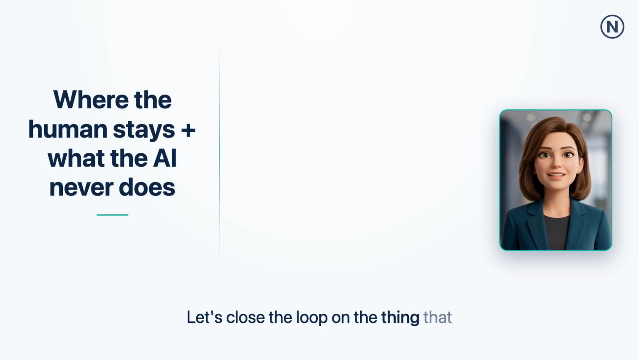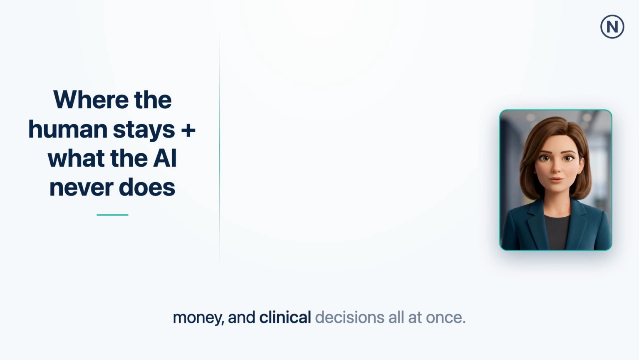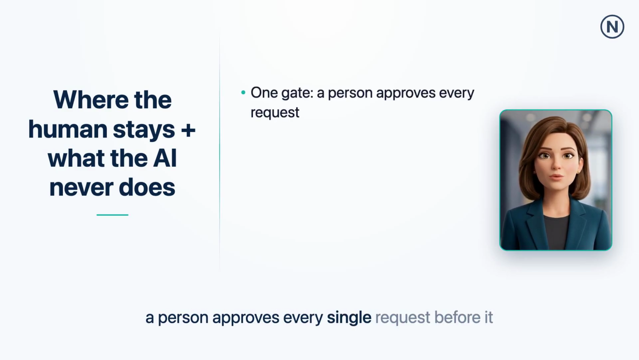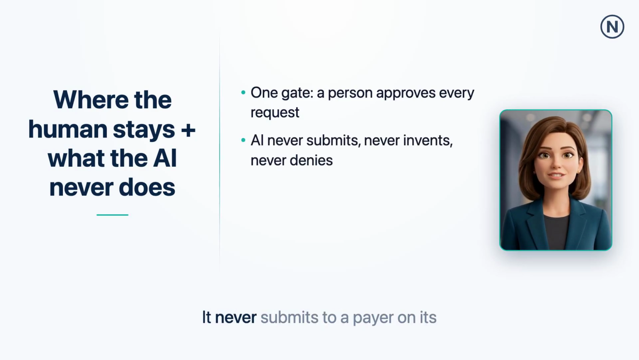Let's close the loop on the thing that matters most here, because prior auth touches coverage, money, and clinical decisions all at once. The whole design rests on one gate. A person approves every single request before it goes anywhere. Notice what the AI never does. It never submits to a payer on its own. It never invents a clinical fact to make a request look stronger. It never decides that a patient does or doesn't qualify. All it does is read the payer's rules, pull what's genuinely in the chart, draft the letter, and hand it to a human to approve.